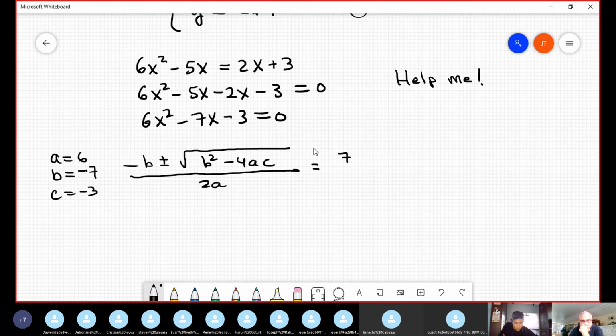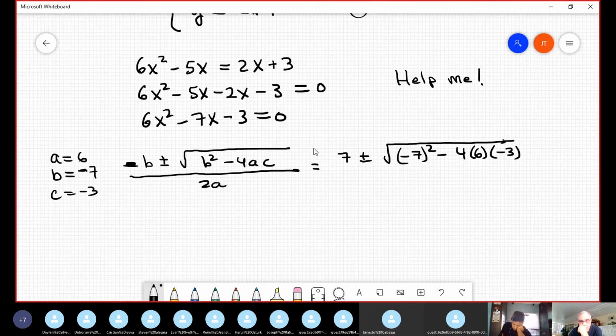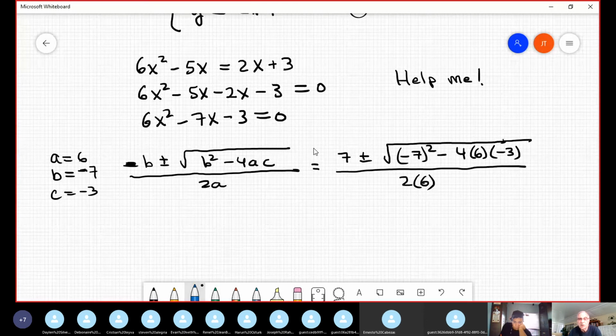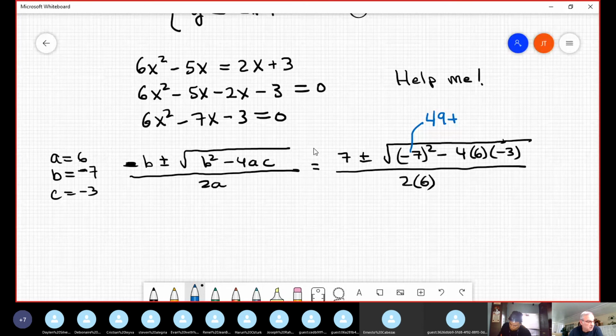In our example it's 7, but positive 7 because the formula has a minus. We have a minus here, double minus, so when you substitute it is positive. Negative 7 squared minus 4 times 6 times negative 3, divided by 2 times 6, because A is 6. Then, as always, you do the operation inside the radical, which is 49. Be careful with the sign. Double minus, negative, positive, no? Positive something.